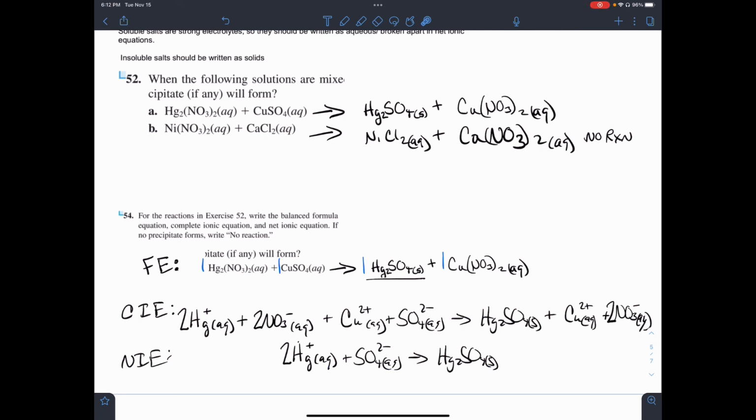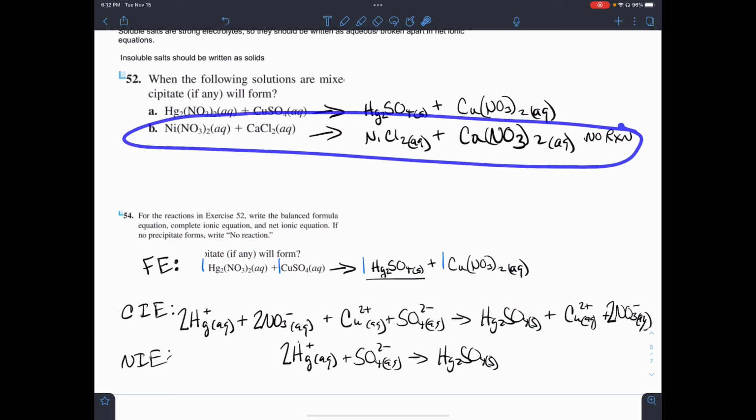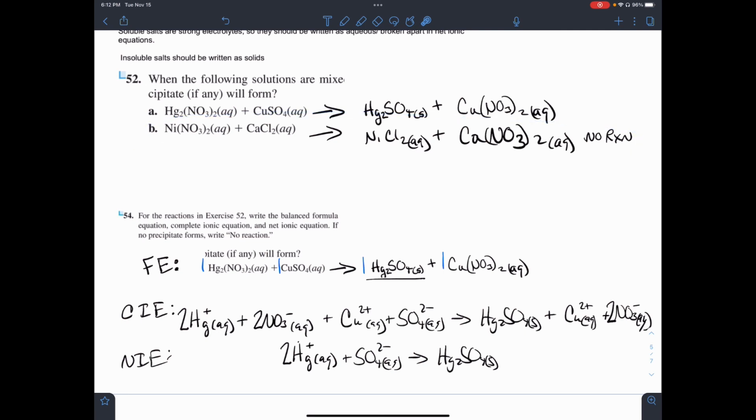That is the net. Now, the same thing is true for the second reaction, except when I get to the stage where they're all separated, they will all be spectators. So for the net, there is no reaction. You cannot write it because there's no solid to be formed. They would all be spectators.